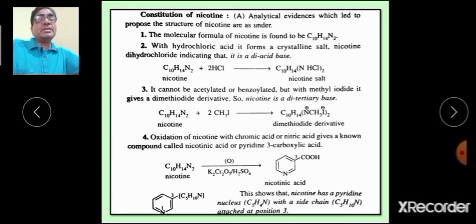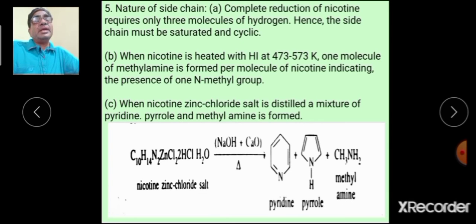These are C5, 1, 2, 3, 4 and 5, and this is nitrogen with 4 hydrogen, with a side chain having the molecular formula C5H10N attached at position 3 to the nitrogen atom. Now, nature of side chain: we have obtained the basic unit.